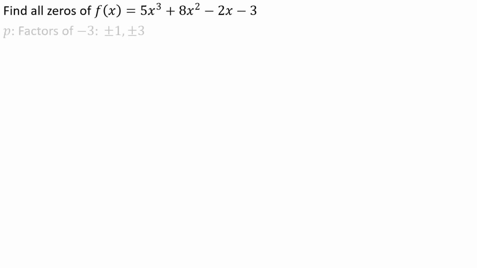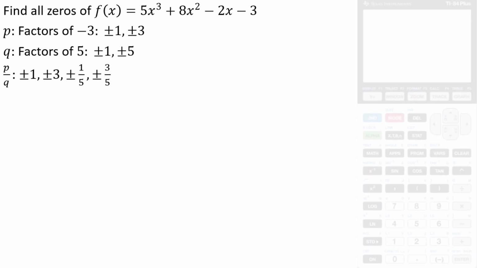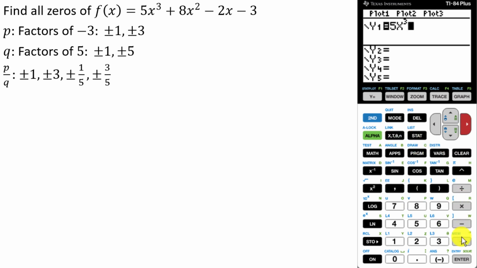The factors of -3 are plus or minus 1 and plus or minus 3, and the factors of 5 are plus or minus 1 and plus or minus 5. That means the possible rational zeros are plus or minus 1, plus or minus 3, plus or minus 1 over 5, and plus or minus 3 over 5. Let's plug the function into our TI-84. We go to y equals, and then type 5x to the 3rd power plus 8x squared minus 2x minus 3.